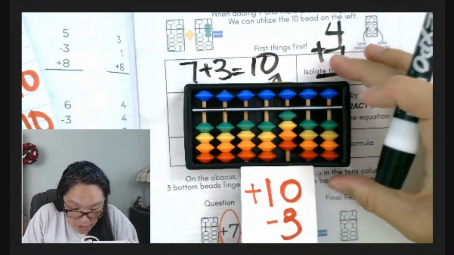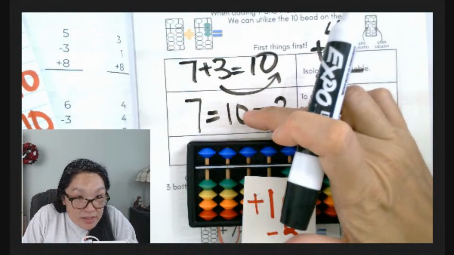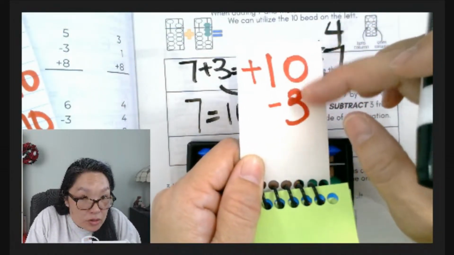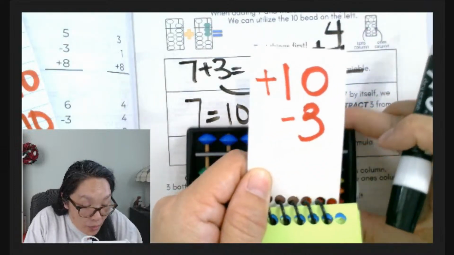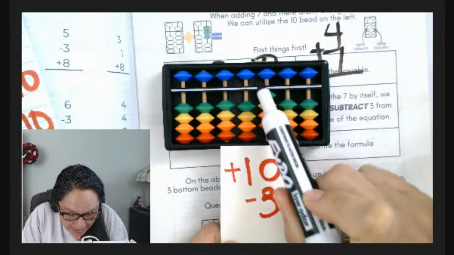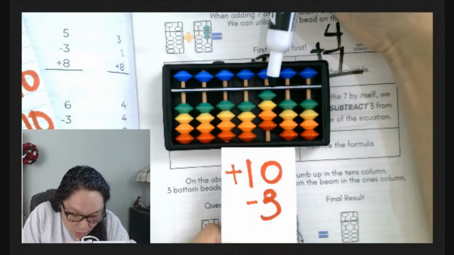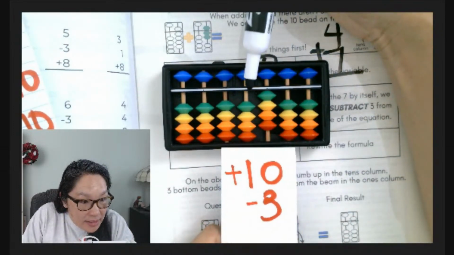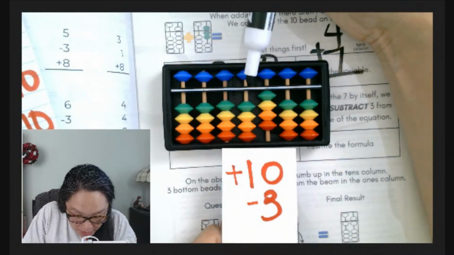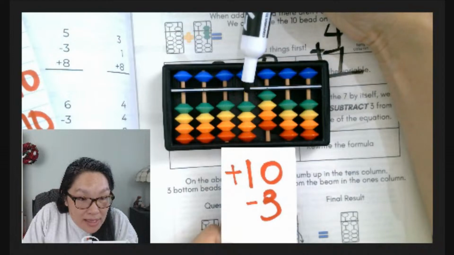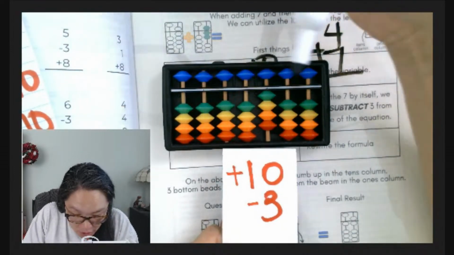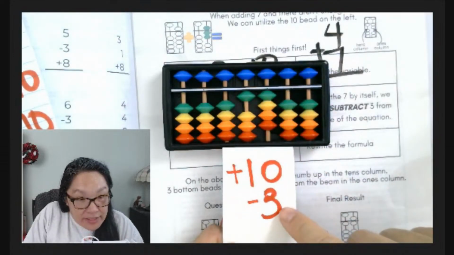So if you notice, my formula is plus the 10 minus the 3. I'm going to change it vertical so I can line it up with my columns. When I line it up with my columns, plus the 10 just means I'm going to the next column over. When I add 10, I'm only going to the next column over. I'm only going to add the 1. That's all that means. So I add the 1, and here I have to take away the 3.